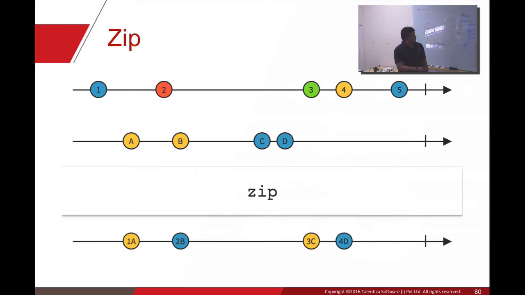There is zip. What it does is combine end-to-end. End-to-end means the first value from observable 1 and the first value from observable 2 will be combined. The nth value from observable 1 and the nth value from observable 2 will be combined. So the first is 1a, second 2b. C got emitted a lot earlier than 3, but since these are the third items, it will emit 3c, 4d. For the fifth, there is no match, so it will not emit the fifth.